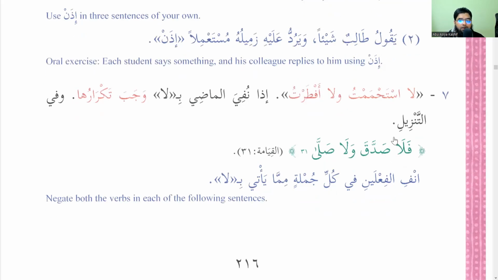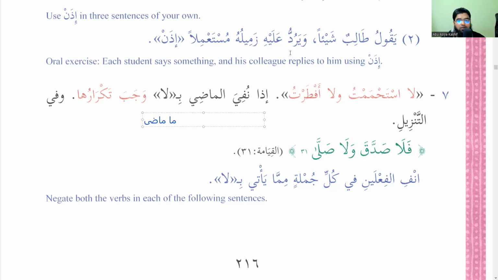Okay. Point number 7. Lastahmamtu wala aftartu. I did not take a bath, istahimu is to take a bath, wala aftartu, and did not have breakfast. Correct? So la, now we've learned it many times, I believe. If you use Madi, right? You have to use ma with Madi.